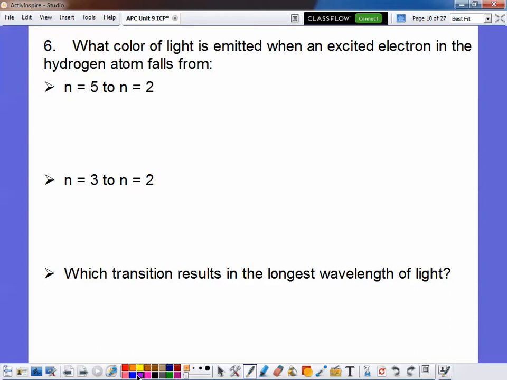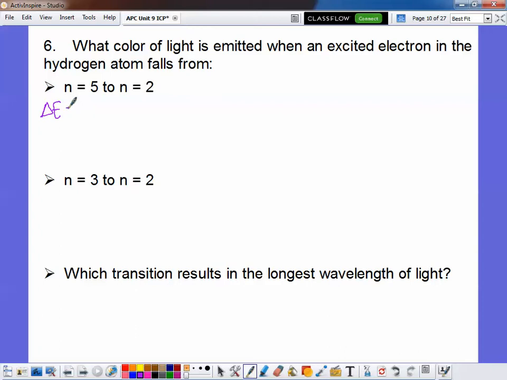Okay? So we have the hydrogen atom. We've excited its electron. It is going to fall from n equals 5 to n equals 2. We're going to calculate the delta E for that. And then that excited electron is going to fall from 3 to 2. So it's like 2 different experiments with it, seeing what's going on with that electron.